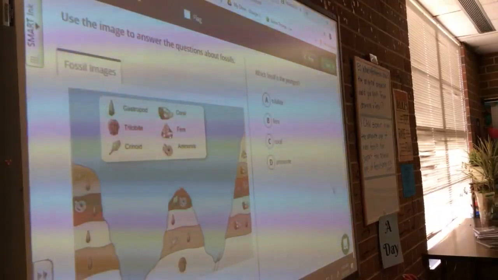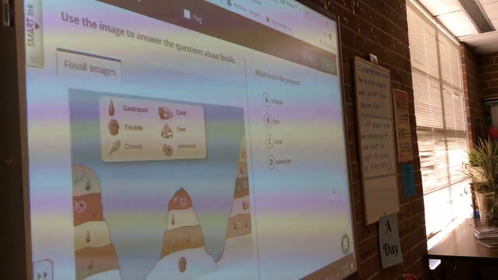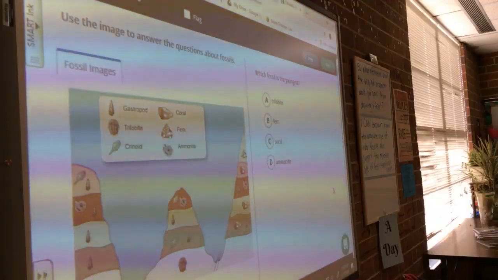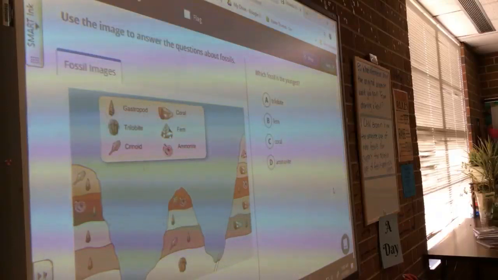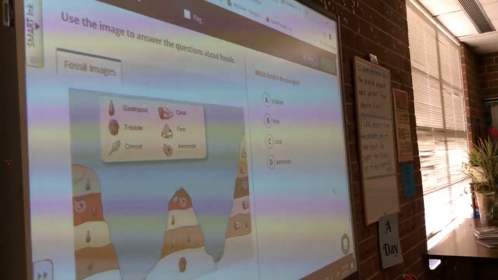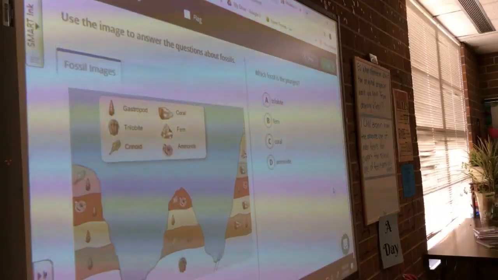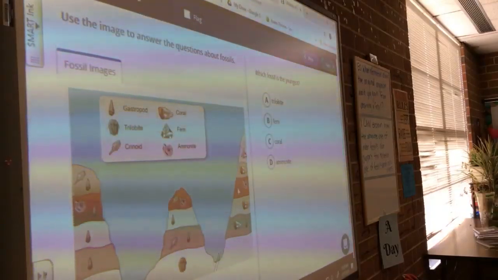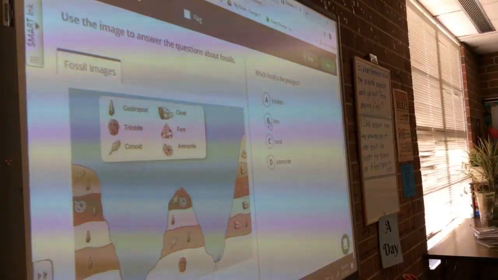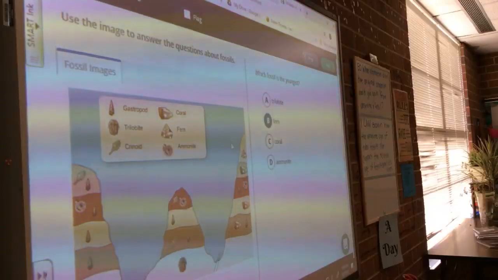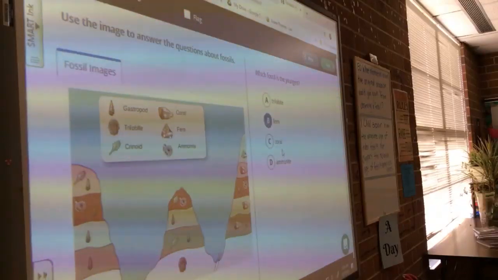All right, images. Test people love to put pictures in and test whether the pictures are actually helpful or if they're kind of just there. You need to pay attention to them to see if there's any clues. So in this, which fossil is the youngest? It's the fern. How do we know that? Because it's at the very top. You guys see that? Top is the youngest, so those fossils are the youngest.